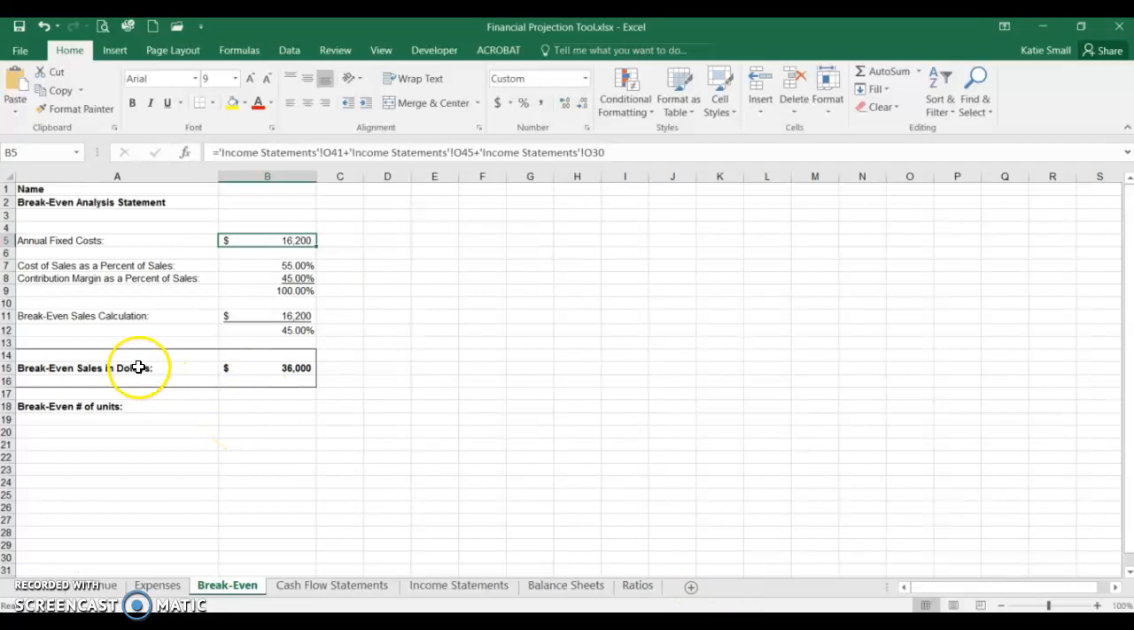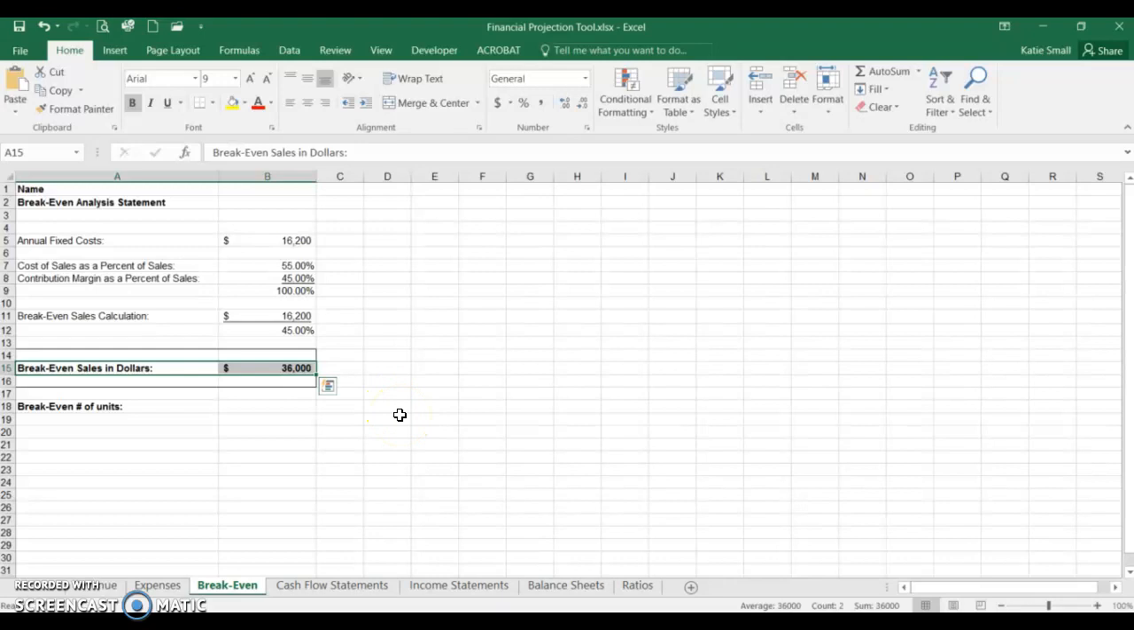All right, so what you have here now is break-even sales in dollars. So you need to sell $36,000 worth of t-shirts to break even. Okay, so how this number was calculated, it took the $16,200 divided by 45% to get the $36,000. All right, that's where that number comes from.